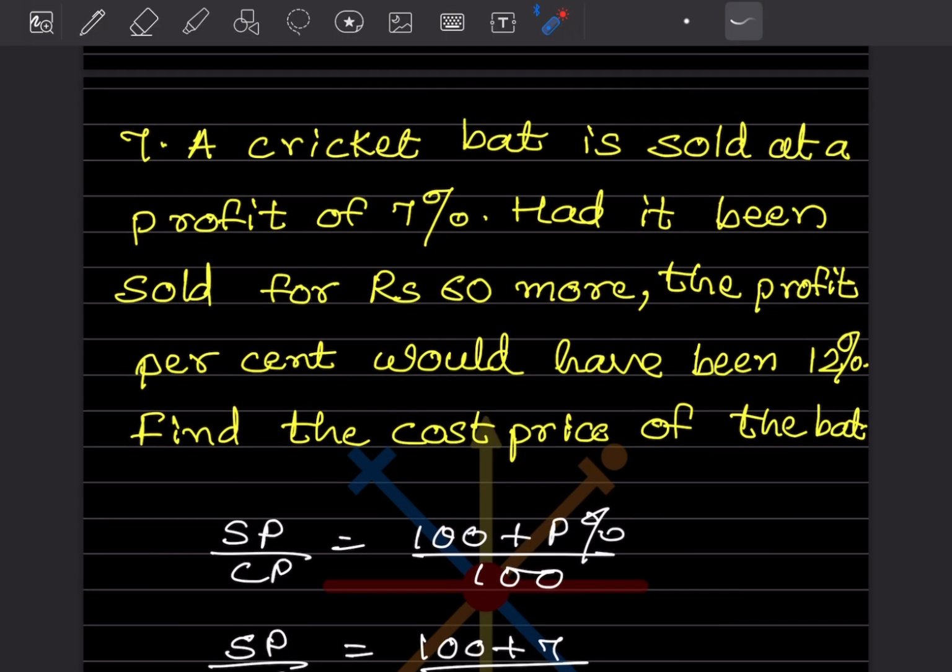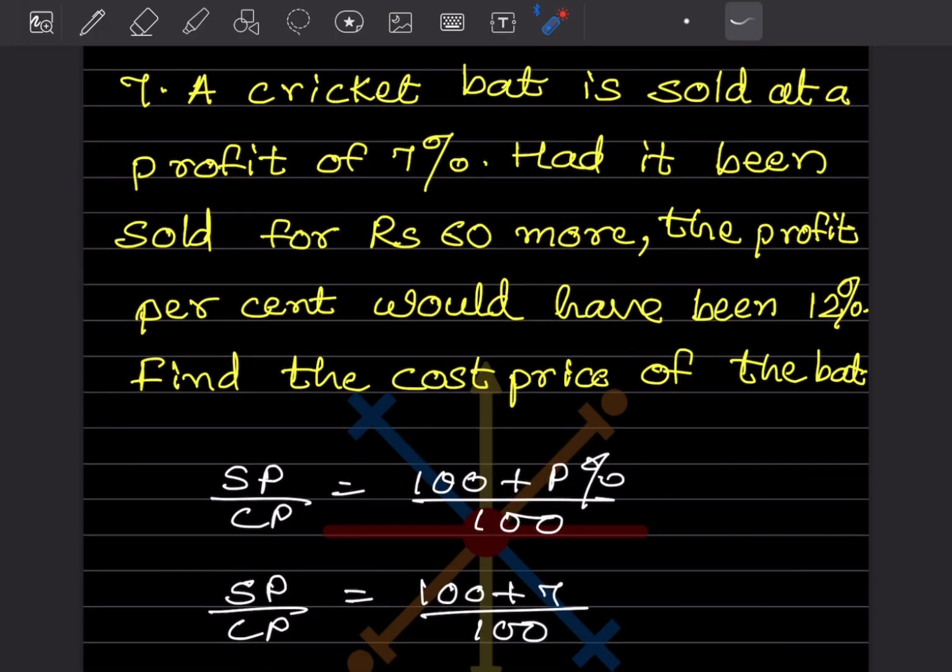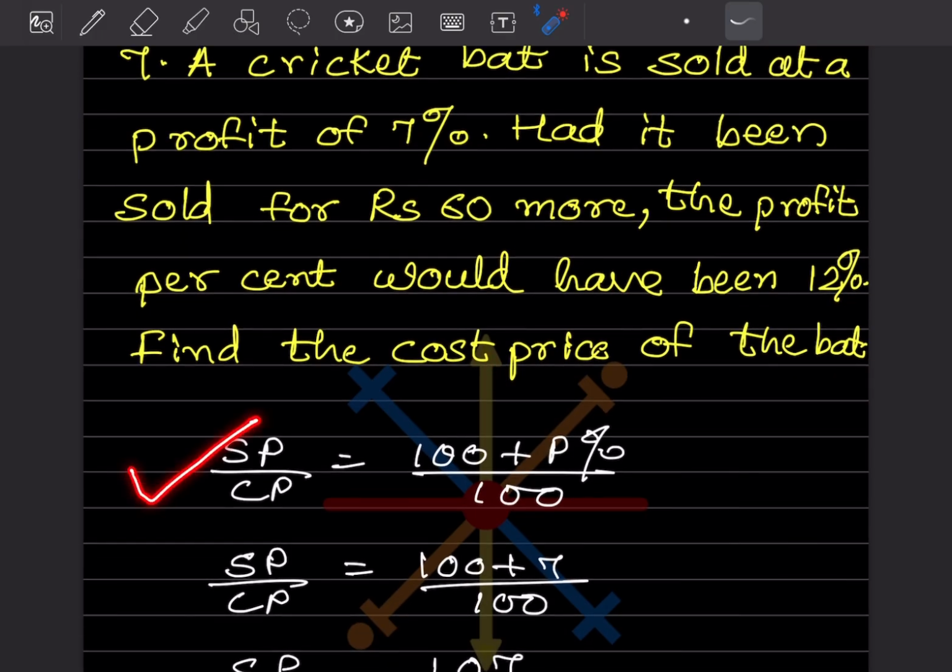A cricket bat is sold at a profit of 7%. Had it been sold for rupees 60 more, the profit percentage would have been 12%. Find the cost price of the bat. So again, you will use this because the profit percentage is given. Selling price divided by cost price is 100 plus profit percent divided by 100. Or you can also put the cost price here, multiplied by cost price, anyway you can do it. So here, selling price divided by cost price is 100 plus this profit, which is given as 7, so in place of this you will write 7 divided by 100.